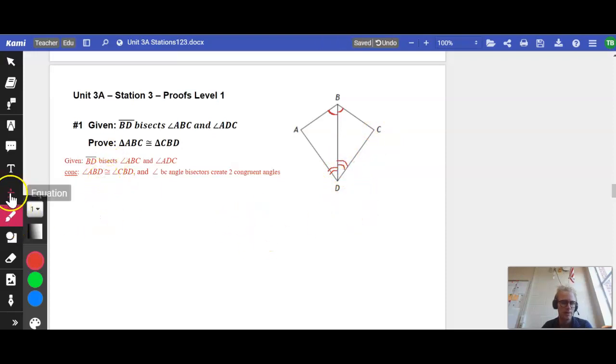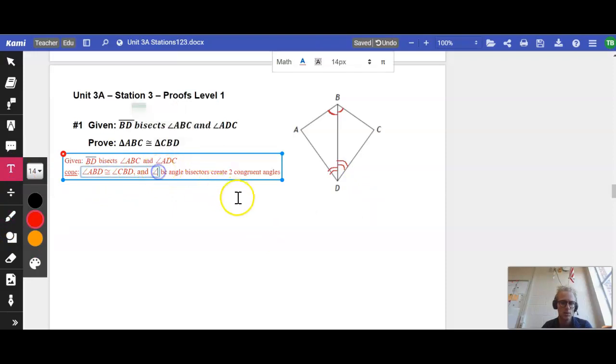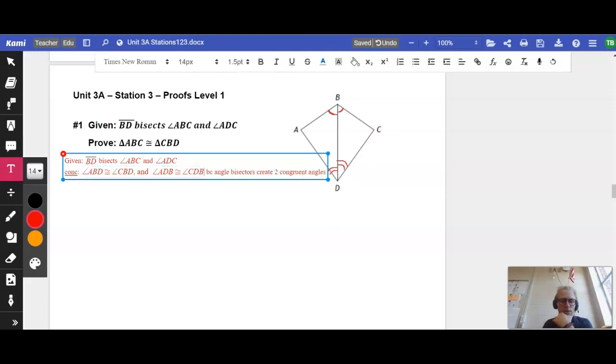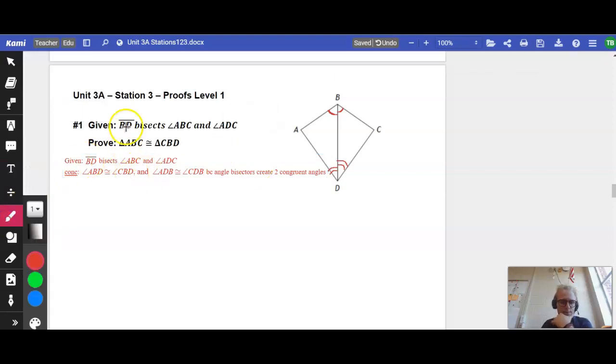Both of those right there. So I can put those in. ADB is congruent to CDB. Okay, I get both of those pairs of angles. If you wanted to, you could write two separate conclusions, but I think that'll be fine for our purposes. Okay, so now we're out of givens. We're all done with that given. We marked it on our diagram.